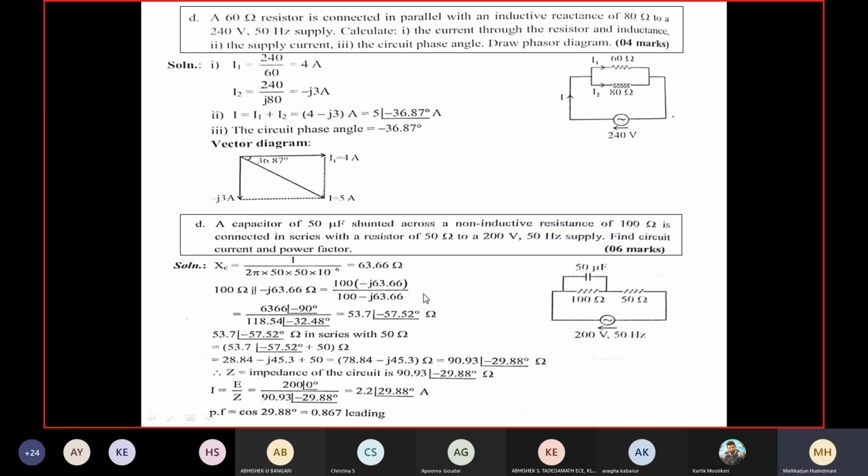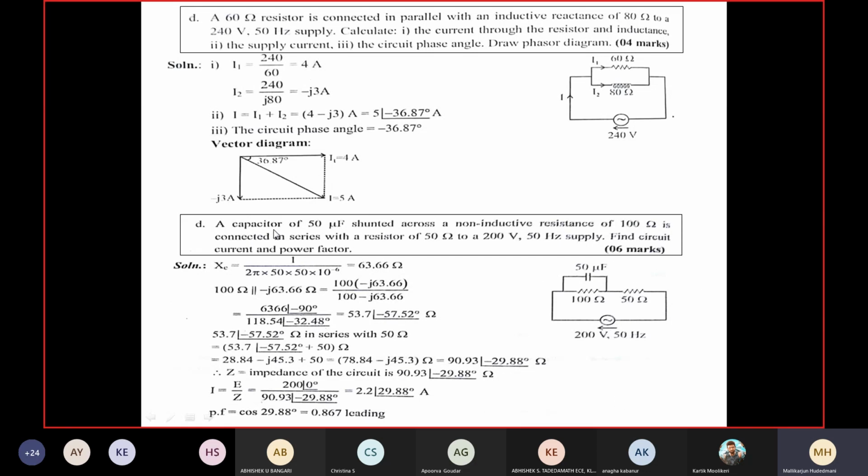Now here is something mixed. You can see here a capacitor of 50 microfarad shunted across a non-inductive resistance, in parallel. 50 microfarad is in parallel with the non-inductive resistance of 100 ohm. That's the meaning of that. And this combination is in series with another resistor of 50 ohm, connected to a 200 volt 50 hertz supply. Find the circuit current and the power factor of the circuit.